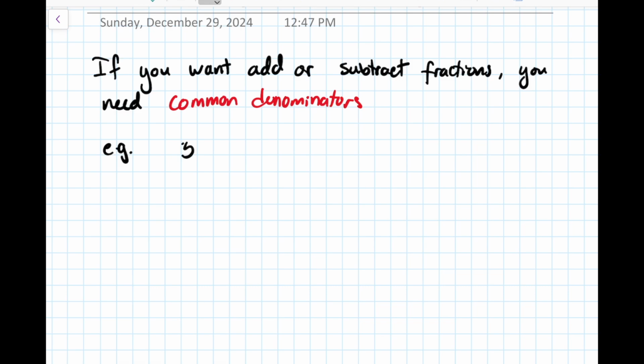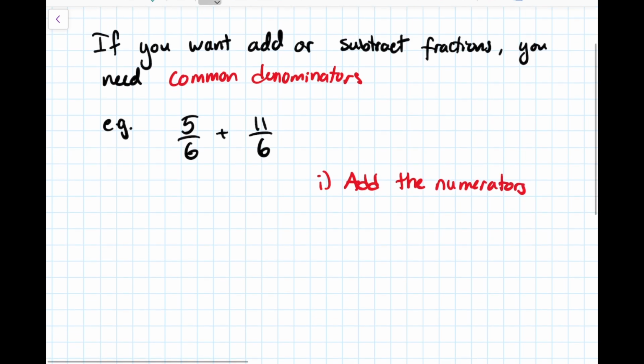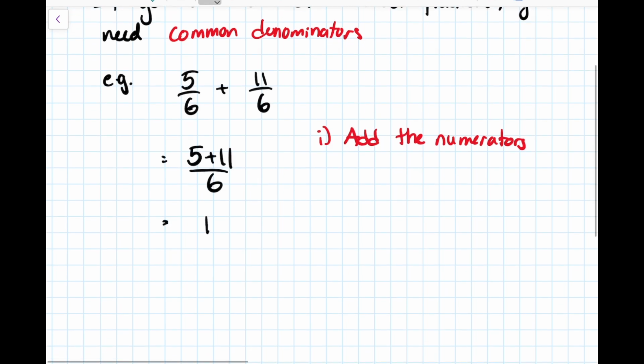So once we have common denominators, say we're doing 5 over 6 plus 11 over 6, how do I add these? Well, step 1, you are going to add just the numerators, so the denominators don't change. So in this case, we're going to do 5 plus 11, both of those over 6, and that's going to get you 16 over 6. Once you've added, all that's left to do is to simplify, if you can.